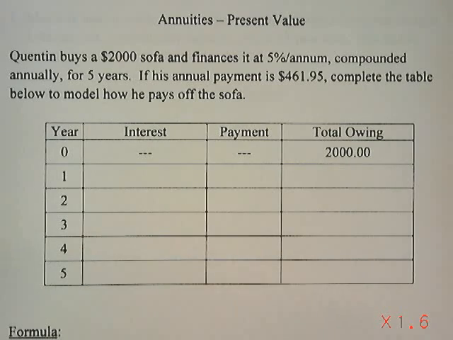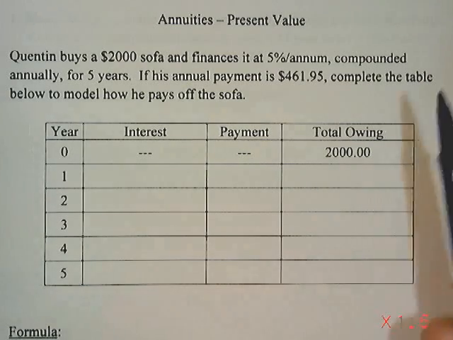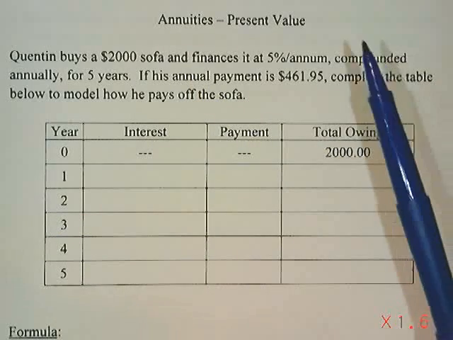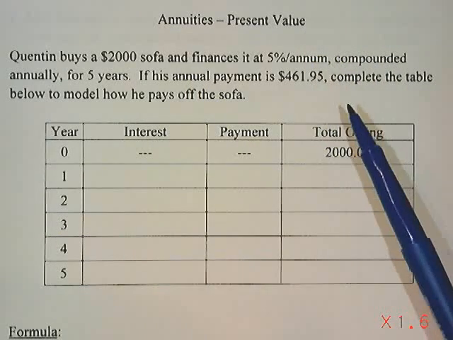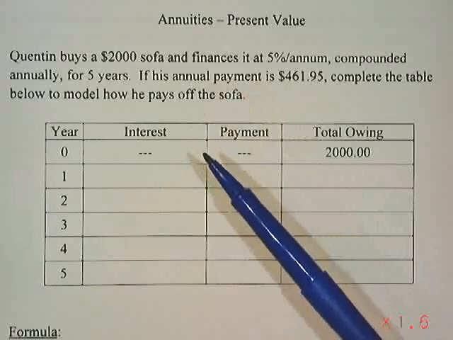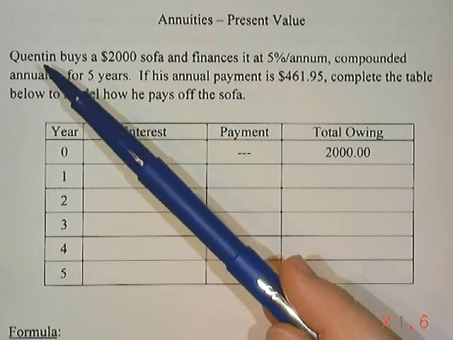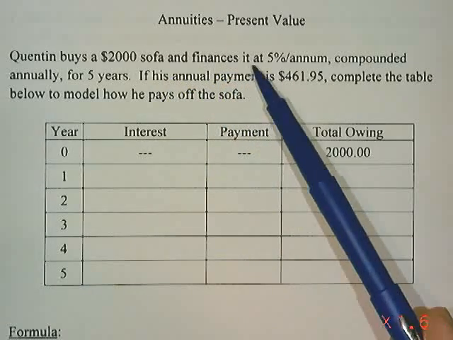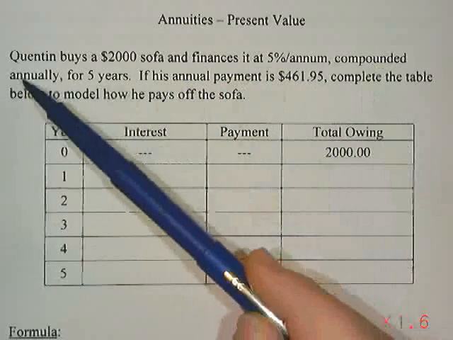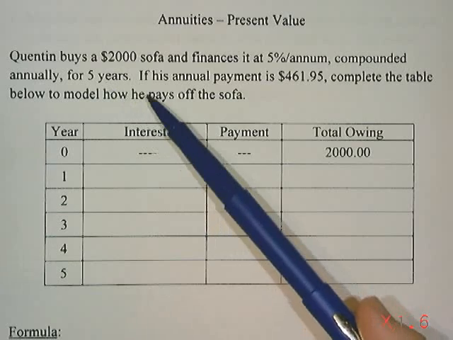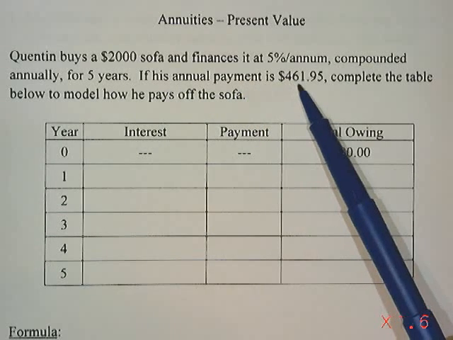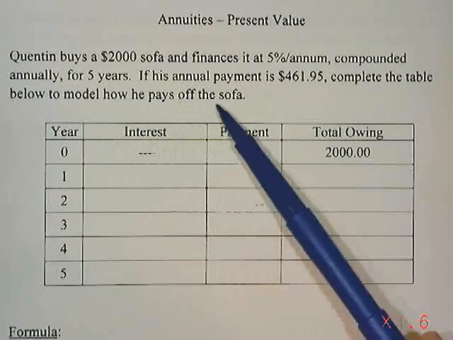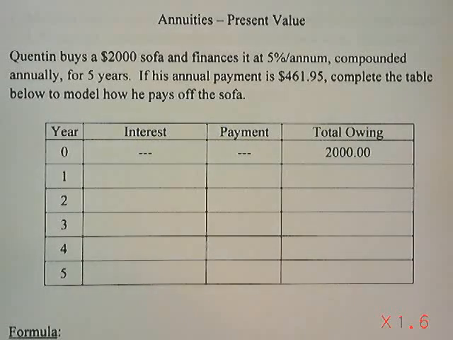In the previous lesson, we did questions where we were trying to figure out the final amount, and today we're going to take a look at present value, or trying to figure out what the starting amount was. So our question here says, Quentin buys a $2,000 sofa and finances it at 5% per annum compounded annually for 5 years. If his annual payment is $461.95, complete the table below to model how he pays off the sofa.